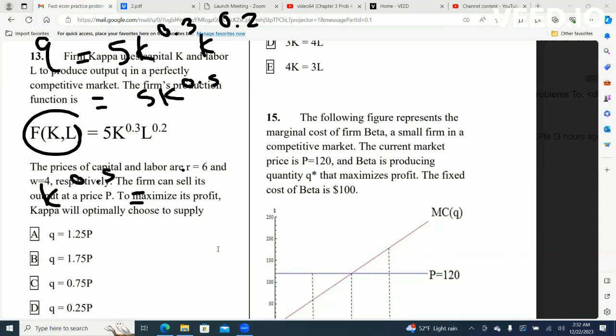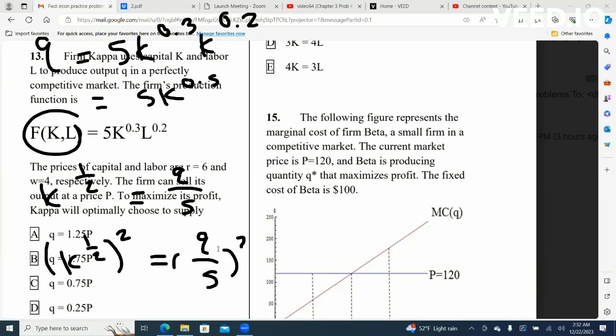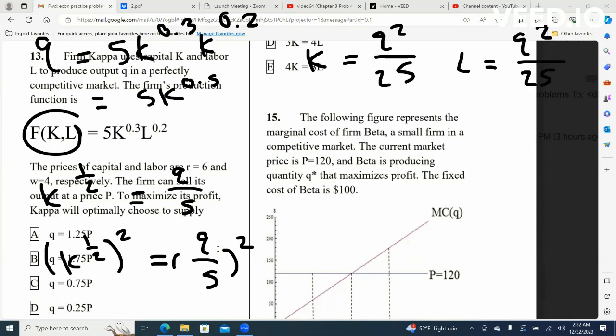K to the 0.5 equals Q over 5. What is that to the 0.5? That's K to the 1/2. We don't need to get all fancy about algebra, but what I'm seeing is square both sides. And we have what? We have K equals Q squared over 25. Yep, it also means that L equals Q squared over 25. That's also what that means.